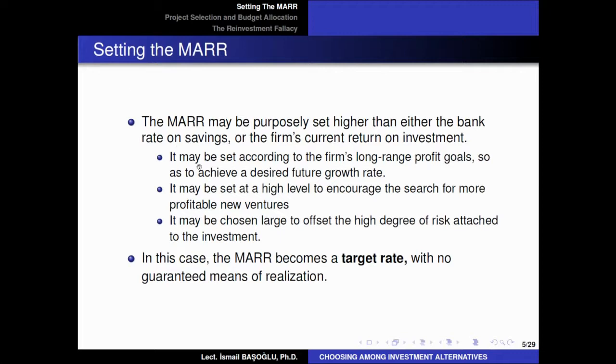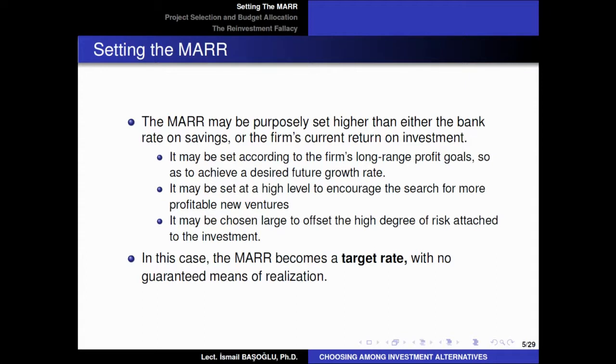For example, the company may have long range or long-term profit goals, and they would like to expand. So they basically aim for a desired future growth rate. In that case, even though their current average rate of return is 30%, they may only invest in the project with at least 40% rate of return. So this means they intentionally set their minimum attractive rate of return higher than the current average level.